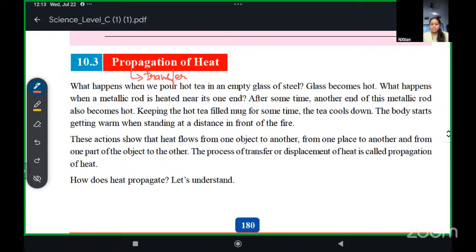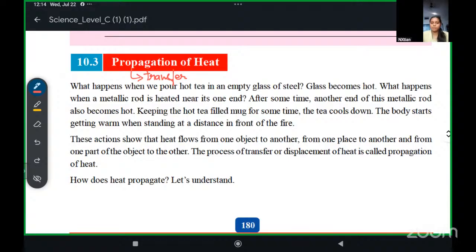Now, what happens when we pour hot tea in an empty glass of steel? The glass will become hot when we pour hot tea in a glass of steel. The glass will quickly become hot. What happens when a metallic rod is heated near its one end? If you take a metallic rod and heat it from the one end, you will observe that after some time, this end will become hot as well.